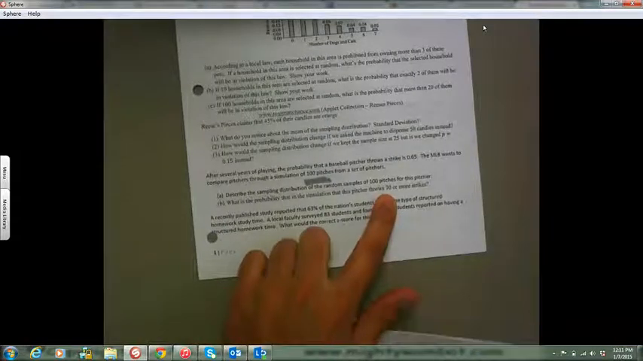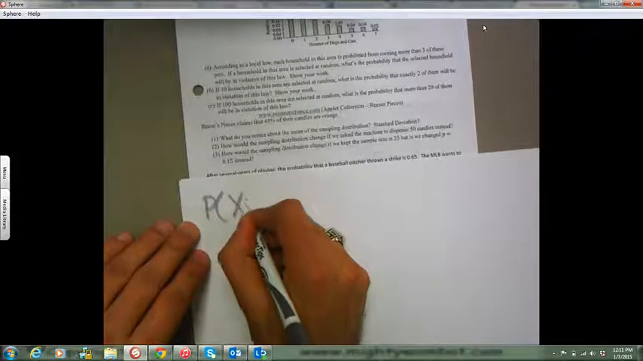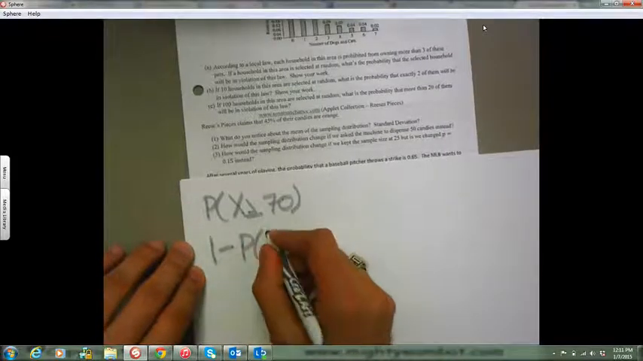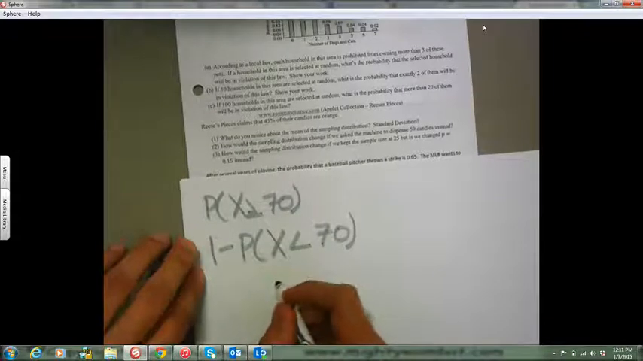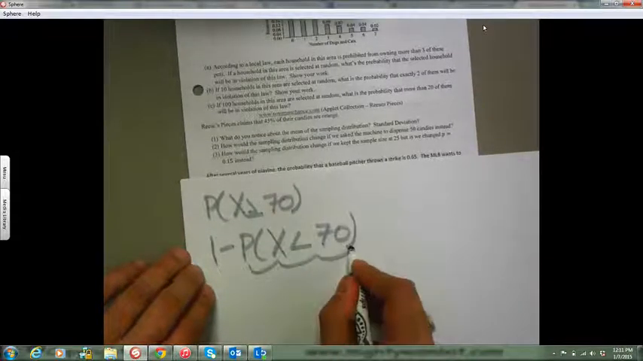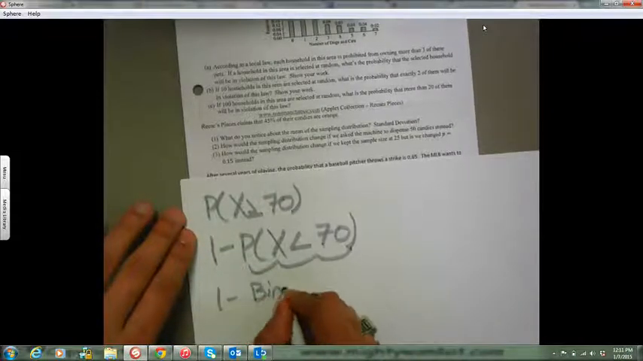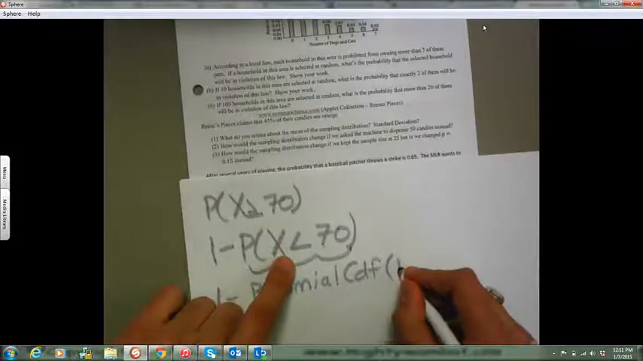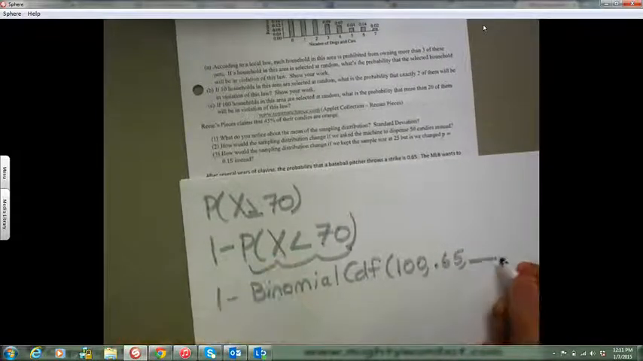Part B says, what is the probability that they throw 70 or more strikes? So the probability that X is bigger than or equal to 70. So this is 1 minus the probability X is less than 70. This we can do with binomial CDF. We talked about it. This is 1 minus binomial CDF. N, sample size, is 100. P, probability of throwing a strike, is 0.65. And this right here is 69.